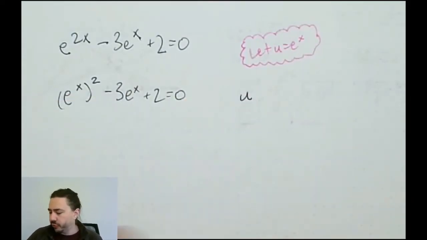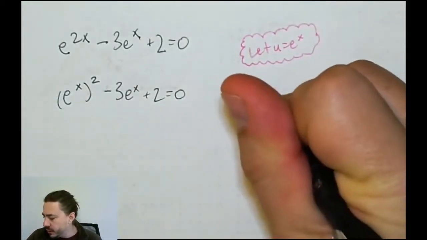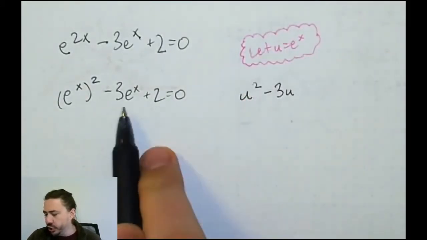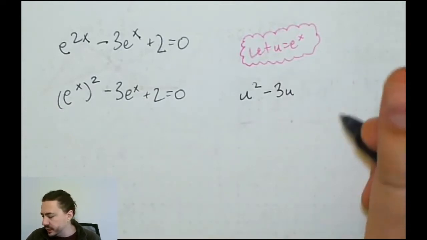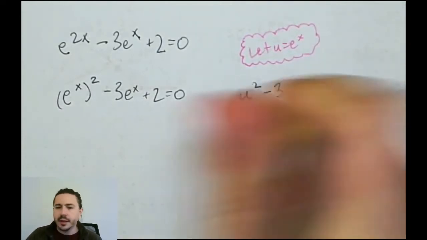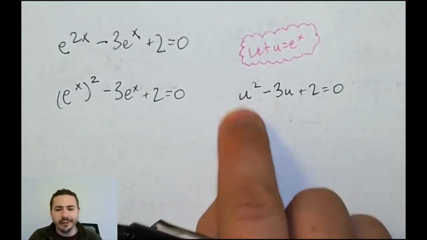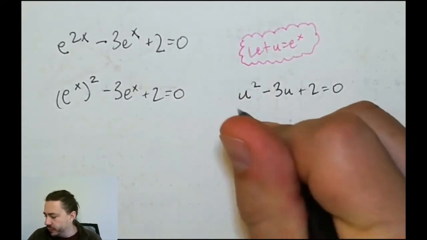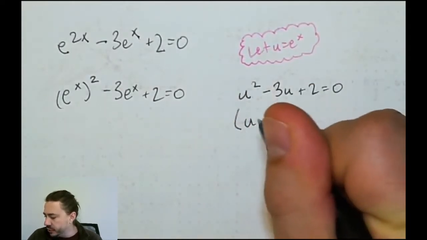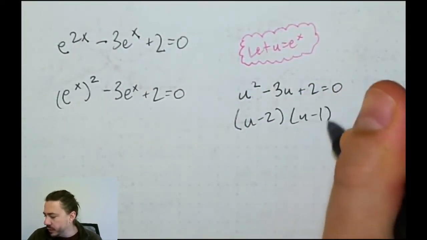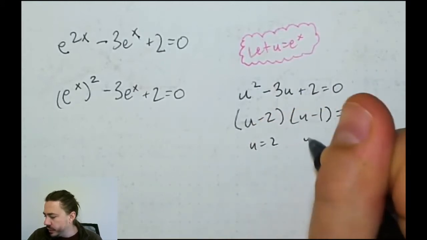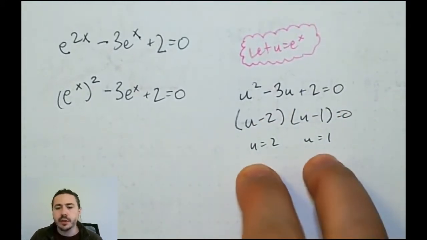So u squared minus 3u, that's e to the x, plus 2. Now, if I asked you to solve for u in this equation, it would be a little bit easier. This is just a simple quadratic. The a value is 1 here, so we can factor this hopefully. And yes, that does factor: u minus 2, u minus 1. So I get u equals 2 and u equals 1.